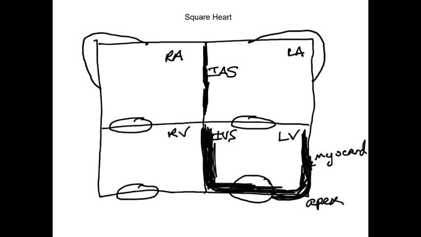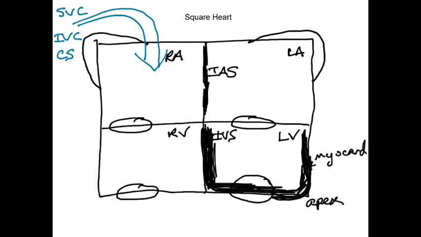I'm going to go to my blue pencil, and remember that blood comes into the right atrium. Blood comes into the right atrium by one of 3 ways: by the superior vena cava, by the inferior vena cava, or by a vessel in the heart called the coronary sinus. The blood that's coming in is venous blood, so it is blue in color.